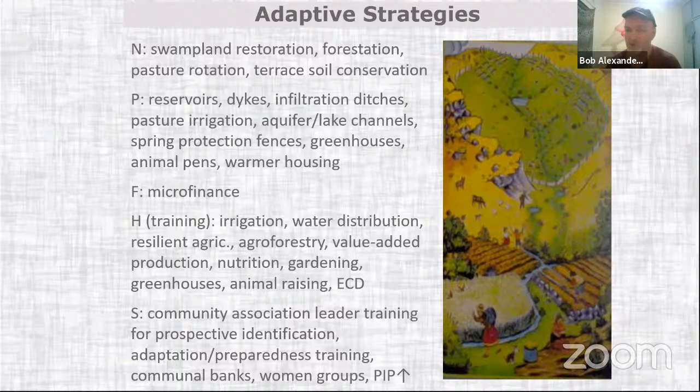And then also the social capital, needing to train people to be in the committees, community associations, training people in how to run the microfinance, and all of the different training and adaptation and preparedness, women's groups and everything, this all led to the PIPs being improved, people's ability to make decisions improved. And then this, of course, leads to the improved governance and includes better, improved decision-making over time.